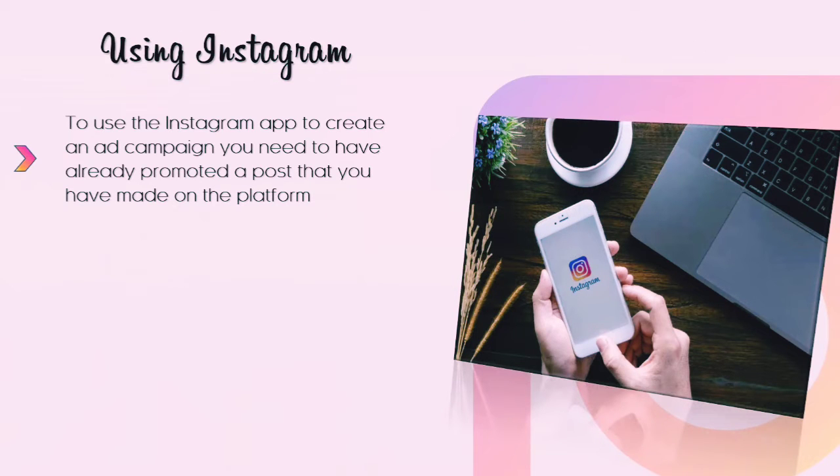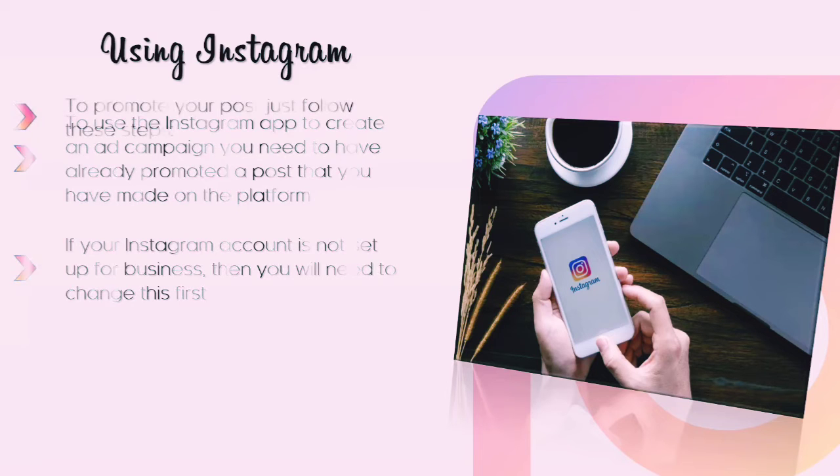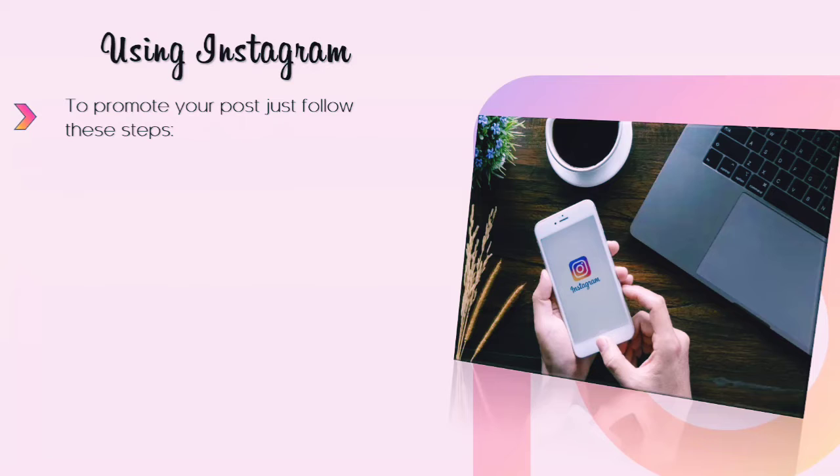To use the Instagram app to create an ad campaign, you need to have already promoted a post that you have made on the platform. Just find a post that has performed well and is receiving a good level of engagement, and then promote it to reach more Instagram users. If your Instagram account is not set up for business, then you will need to change this first. To promote your post, just follow these steps.